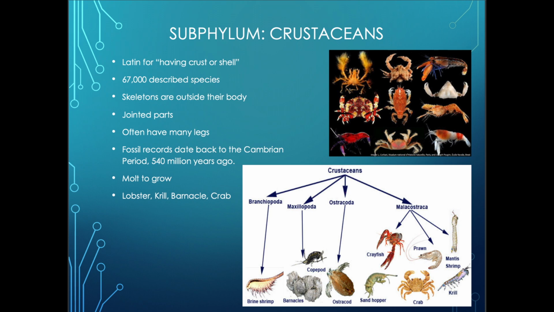There are 67,000 species of crustaceans. Their skeletons are outside of their body, so that's what an exoskeleton means. It means that it's outside of their body. They usually have many legs, and fossil records date them back all the way to 540 million years ago. So we've had crustaceans on this planet for a long time.